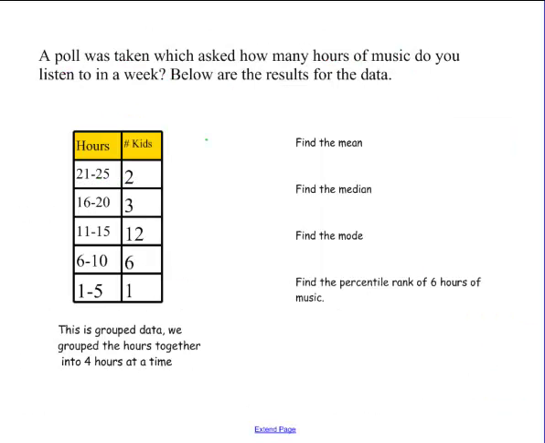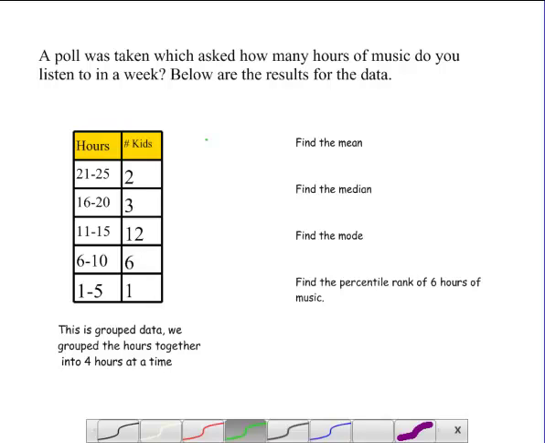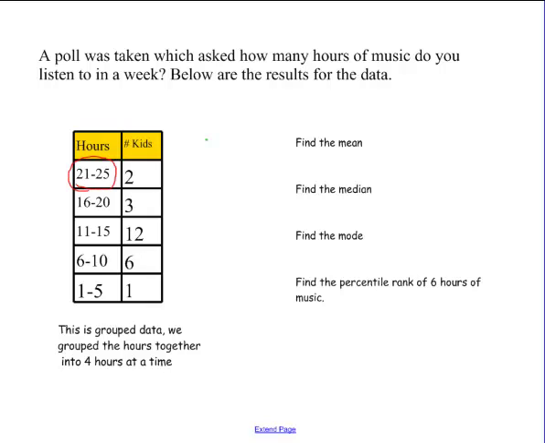All right, we're not going to go through this, but it's a different way to group data. We group them by intervals. So this is based on how many hours of music somebody's listened to. And notice that it's not a single response, but we said, okay, anybody who listened to 21 to 25, we grouped them together. Well, how would you find the average?